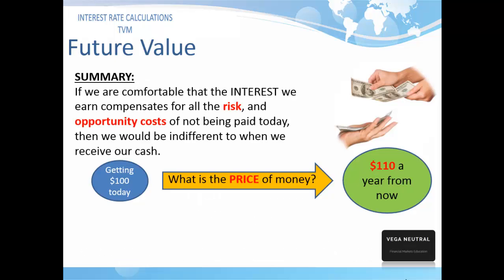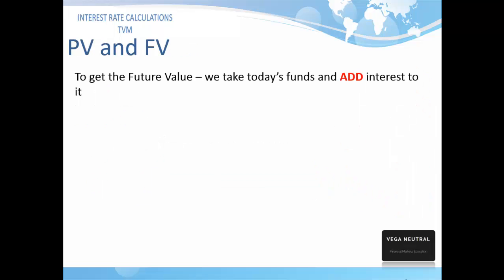So in summary, if we are comfortable that the interest we will receive compensates for all the risks as well as the opportunity cost of not being able to invest elsewhere, then we can in fact create a situation where we are completely indifferent to getting our money today or a year from now, as long as it's adjusted for the price of money, the time value aspect of money.